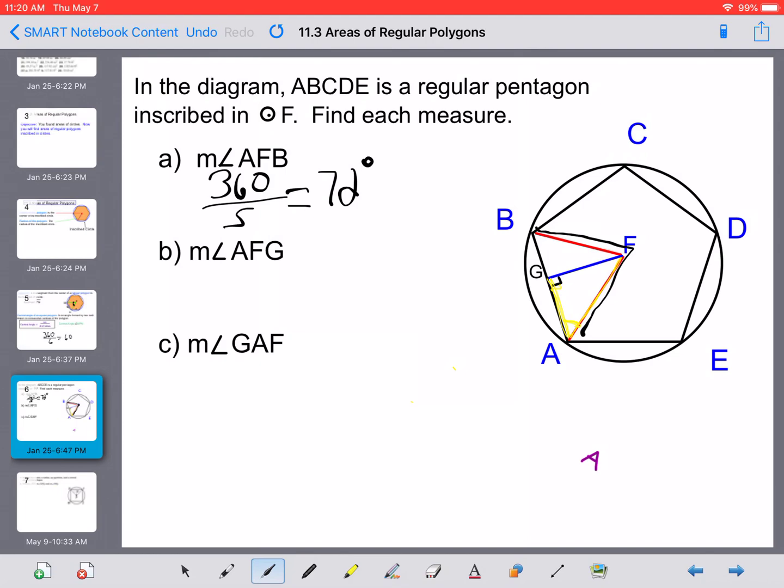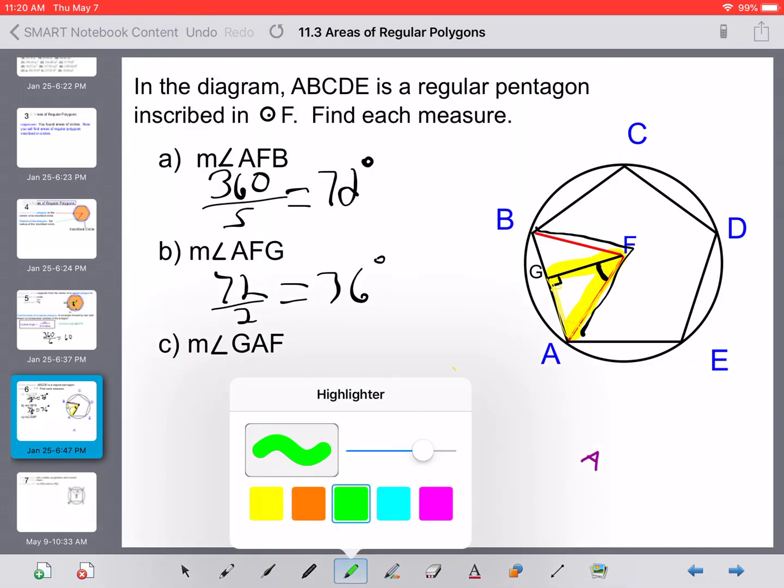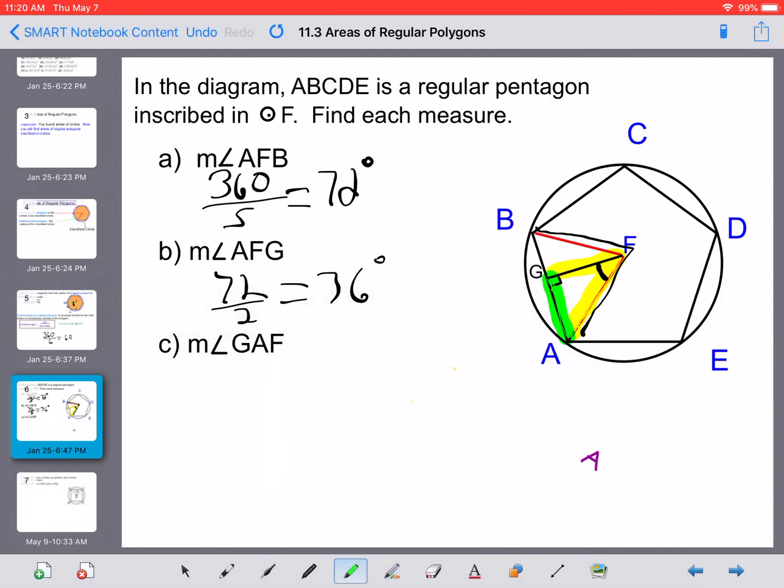Now it wants us to find, let me change colors here, AFG. So this angle right here. Now to find that, we know that's an angle bisector. And so all we do is go 72 divided by 2, and we know that that angle equals 36 degrees. And the last one it wants us to find is the angle GAF. And to find that, the easiest way to do it is go 180 minus 90 minus 36, because we know the other two angles here and here. And 180 minus 90 minus 36 is 54 degrees.